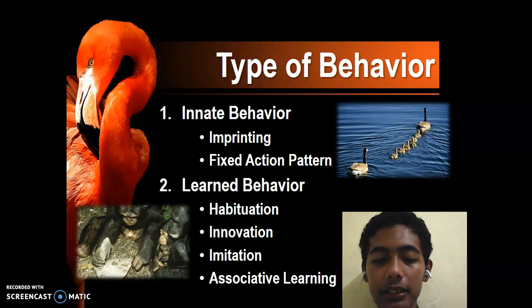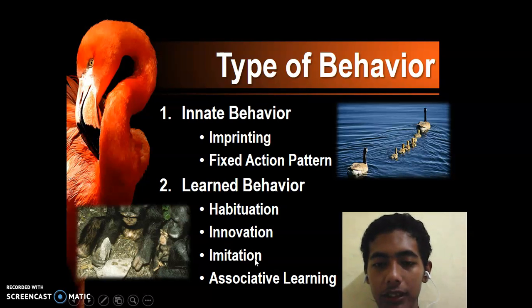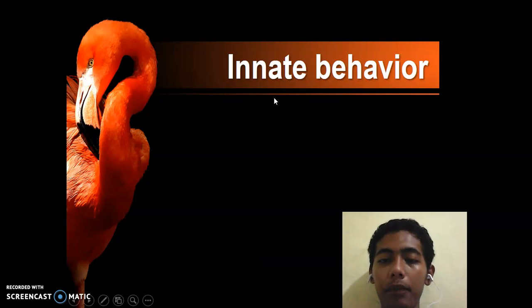The second is learned behaviors. Learned behaviors are animal behaviors that involve a learning process, not automatically existing since birth. There are four parts: habituation, innovation, imitation, and associative learning.